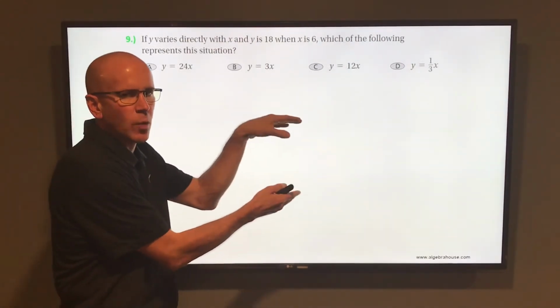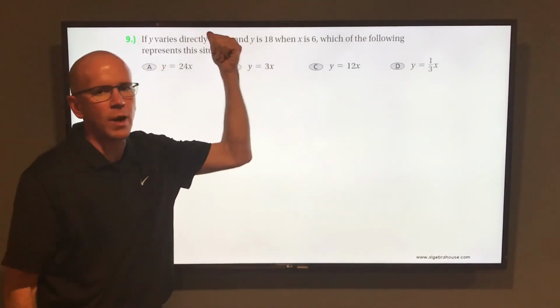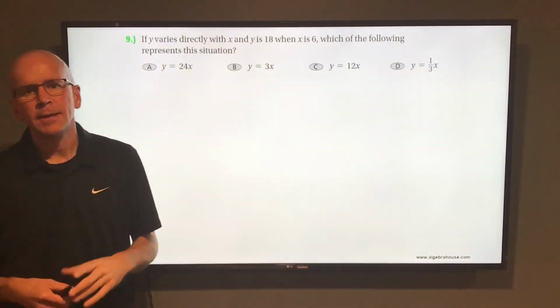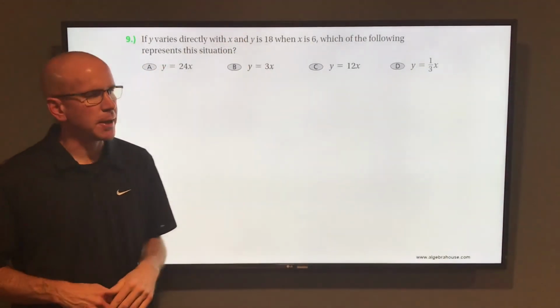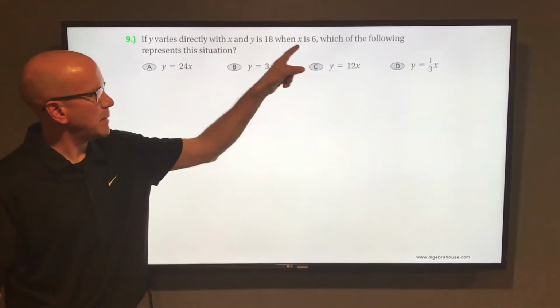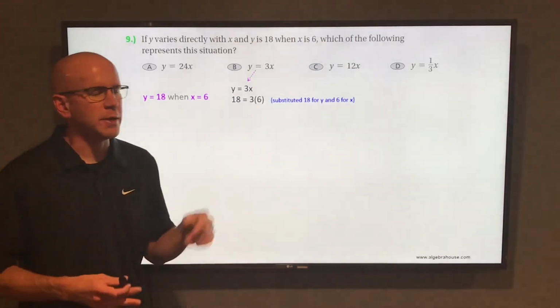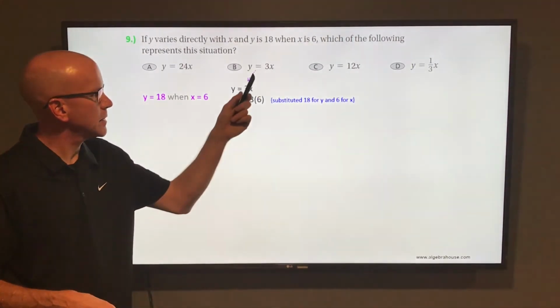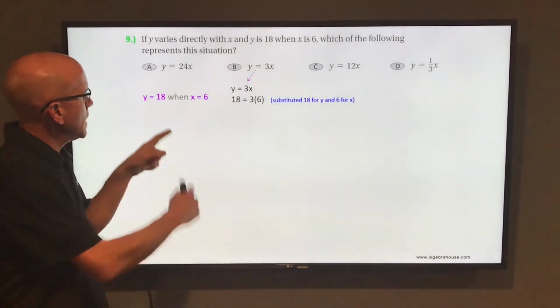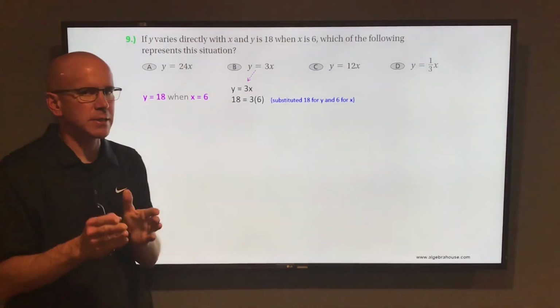Each time you divide the y coordinate by the x coordinate, if y varies directly with x, it's going to be equal to the same thing. It's going to be equal to k. So if you divide 18 by 6, that is 3. So you're looking for the one with a constant of variation of 3, and you can already know what the answer is. Letter B. 18 divided by 6 is 3. The constant of variation is 3.